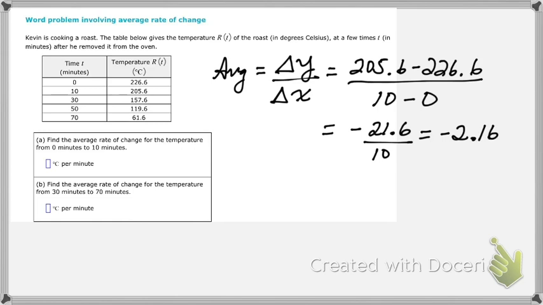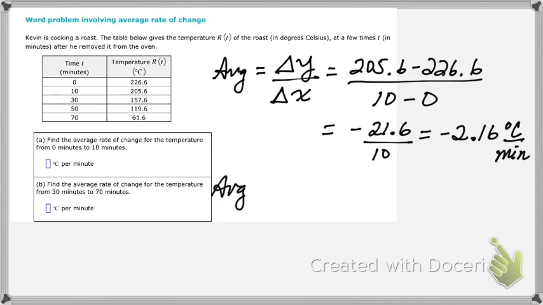I didn't say anything about how many significant digits we should have or what we should round off to. It doesn't. So that's what I'm going to go with, that the average rate of change is negative 2.16. And we can see they give us the units here. That's in degrees Celsius per minute. But if that wasn't given, I would write that. I would say degrees Celsius per minute. So that's one average rate of change.